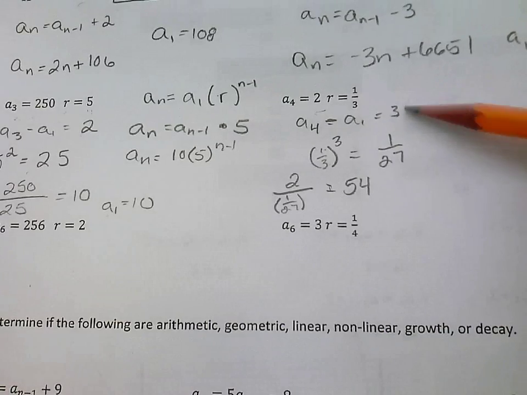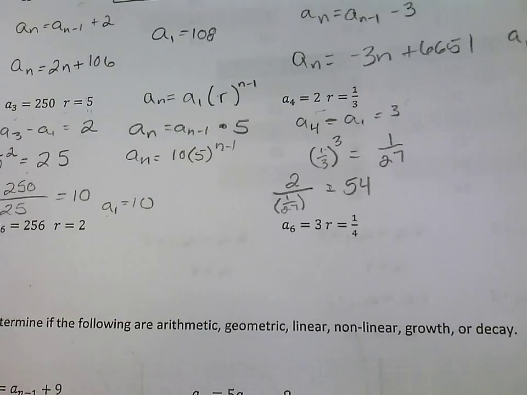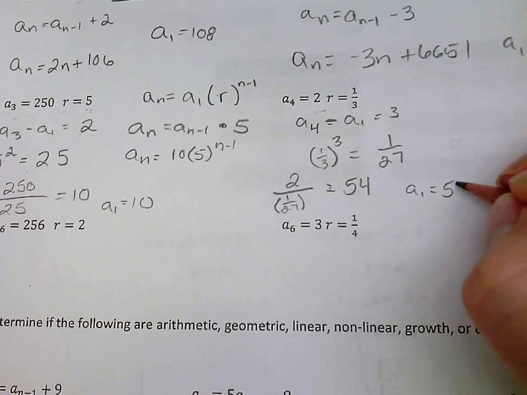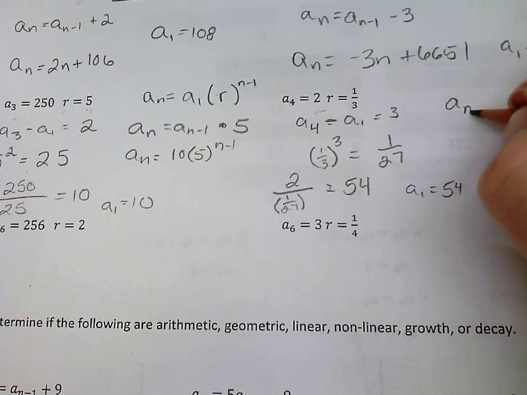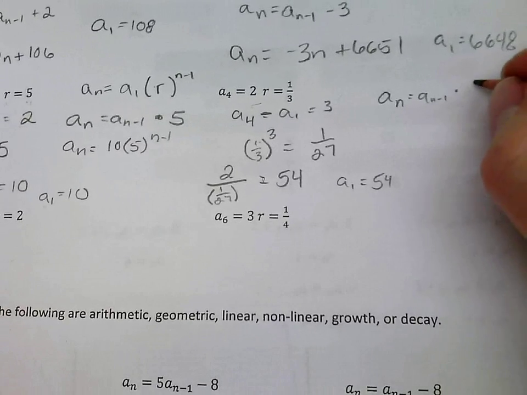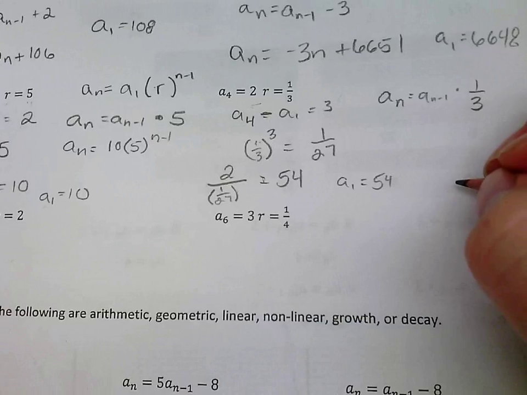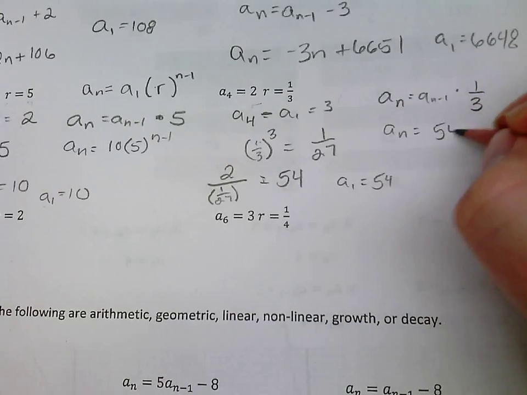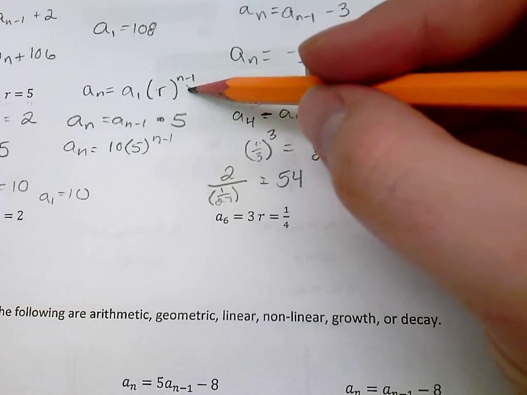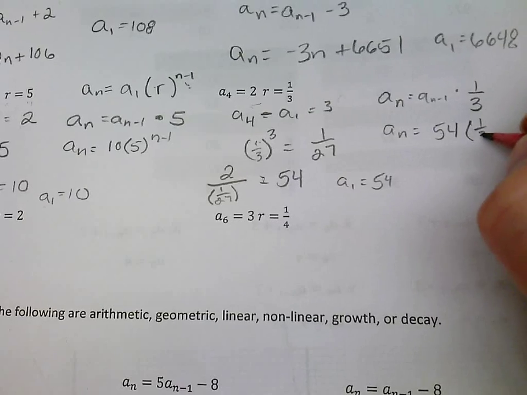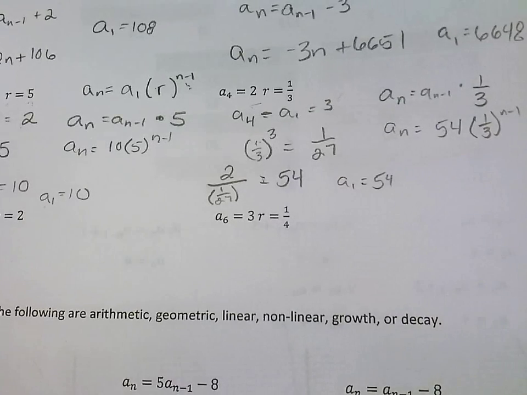So it's step 1, step 2, and step 3. So we know our A1 equals 54. So the recursive is AN equals AN minus 1 times 1/3. And then AN equals 54. Because remember, I'm using this little formula right here. So A1 is 54 times R, which is 1/3 to the N minus 1 power.